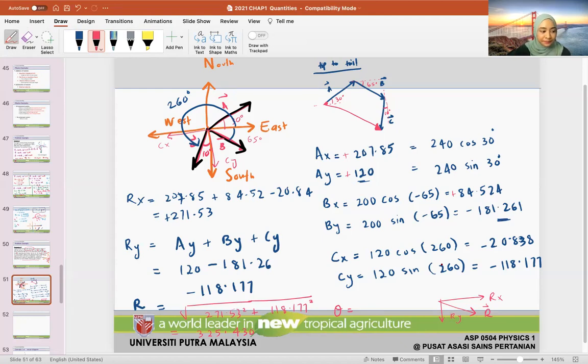Apa equation dia? Equation dia tan negatif 1 akan darab dengan 271.53 bahagi dengan 179.378. Negatif 179.